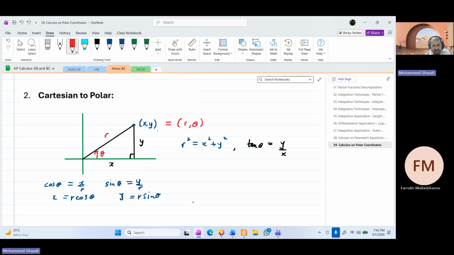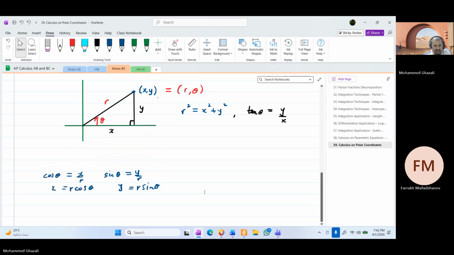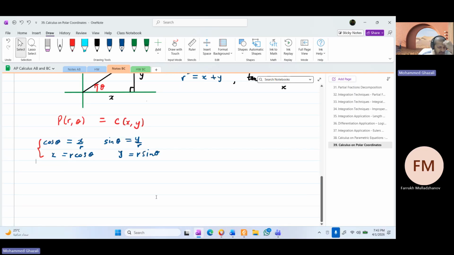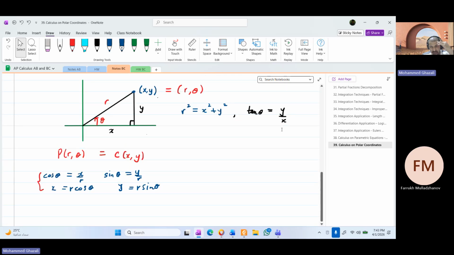Now, the next part is from polar to Cartesian. What if the polar point was given? What if R and theta was given? Right, so if R and theta was given, you're converting it to Cartesian X and Y, then you're just going to use these two formulas. Does that make sense? You put R and theta in and you get X. You put R and theta in and you get Y. Make sense? And this is Cartesian to polar. Great. Remember, X cannot be equal to 0, so just a restriction.